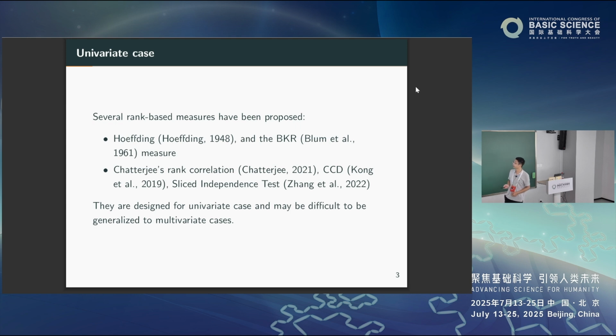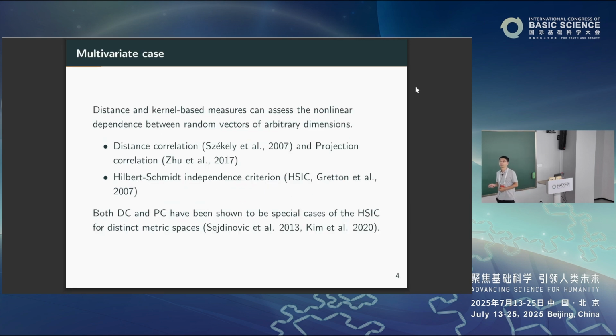Although all these measures can measure arbitrary nonlinear dependence, they are designed for univariate random variables because they are all rank-based. As we know, for multivariate random variables, there is no good way to define their rank. So it is difficult to generalize these measures to multivariate cases.